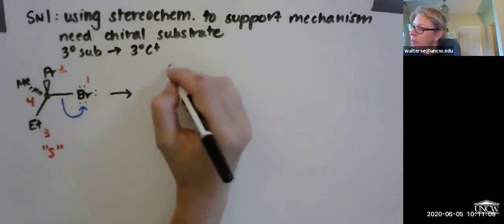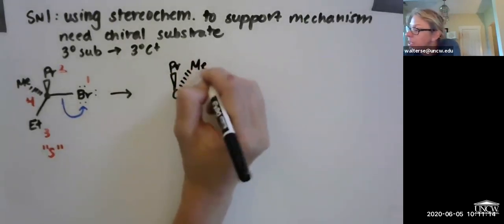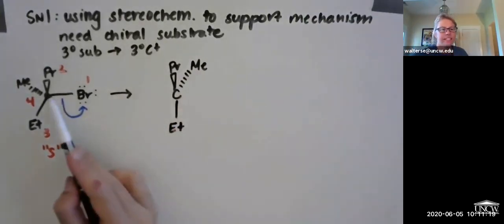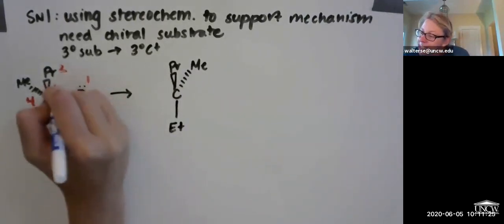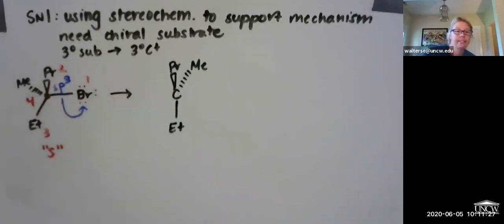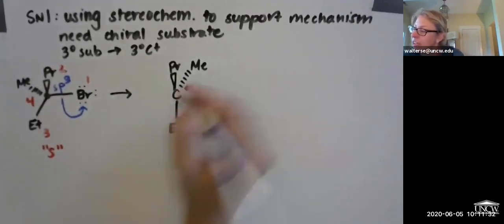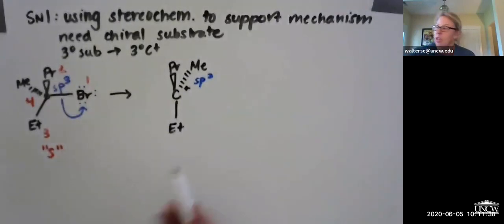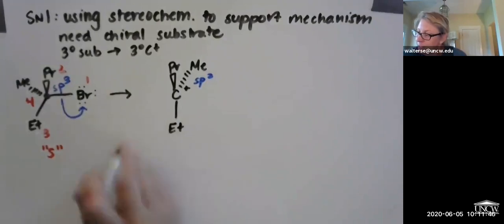So we're going to end up with a propyl. I'm drawing it this way for a specific reason, and I'll tell you in just a minute. Methyl, ethyl. Okay. This carbon here is sp3 hybridized. This carbon here is sp2 hybridized. So this part of the molecule is trigonal planar.